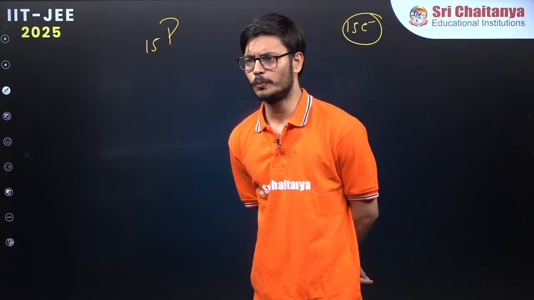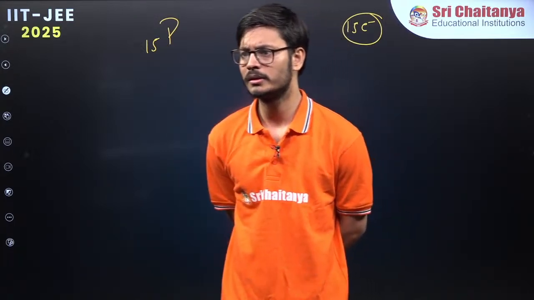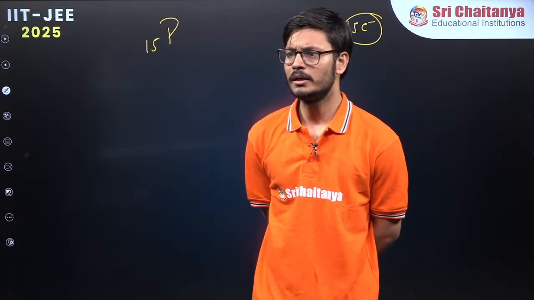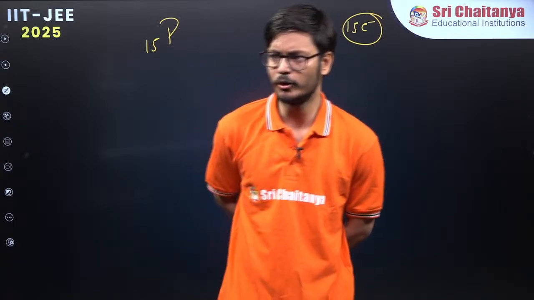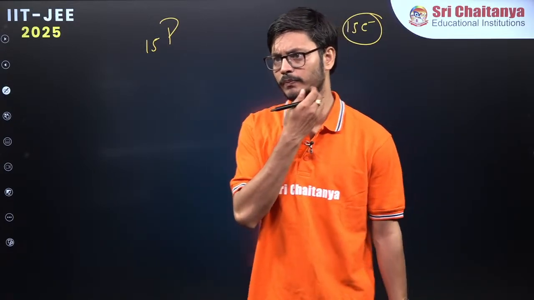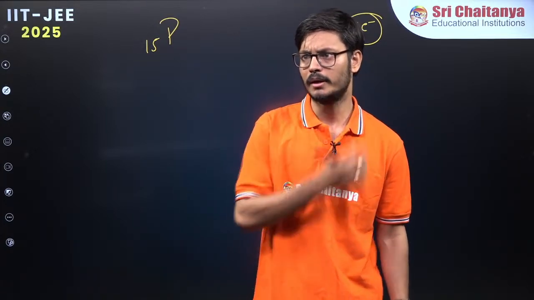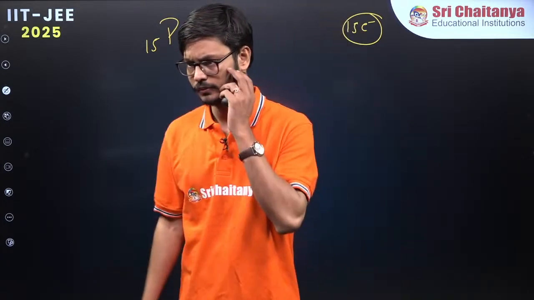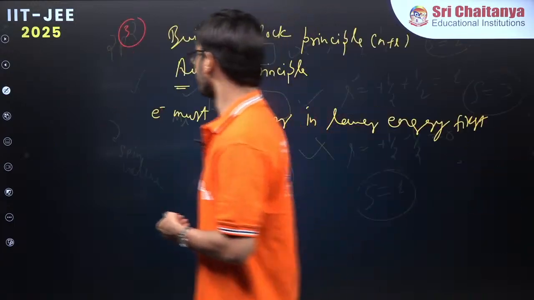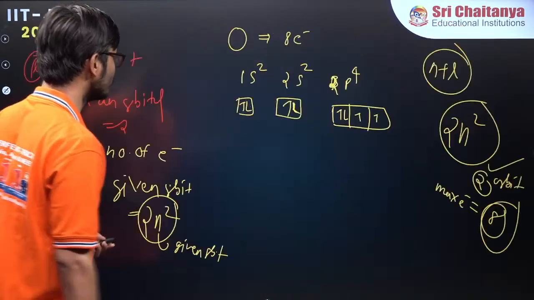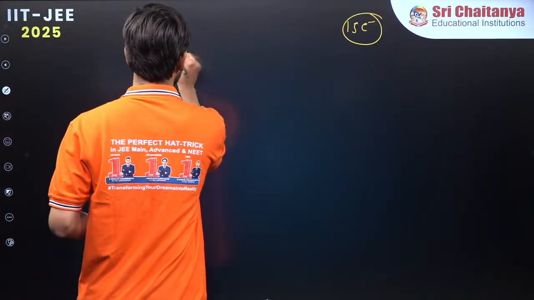1s2, 2s2, 2p6. Yes, 10 electrons. Then 3s2, 3p3. Very good. Very, very good. See, so following all the rules, 15 electrons I have to fill.